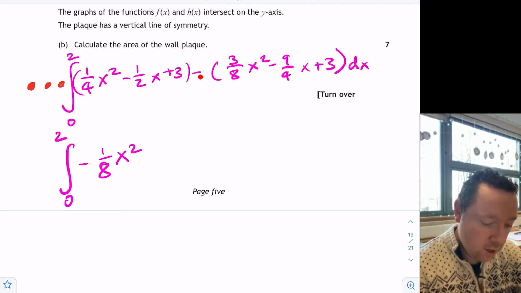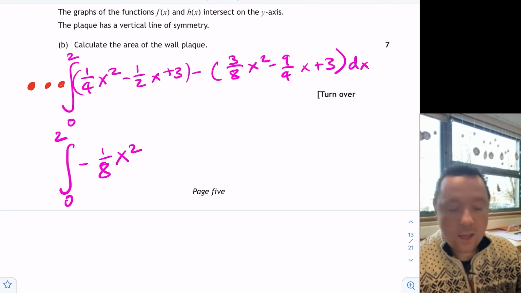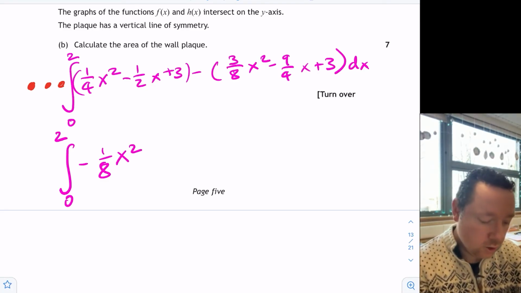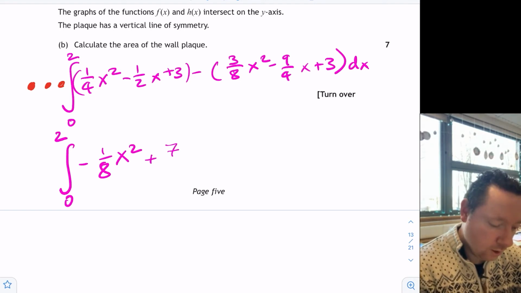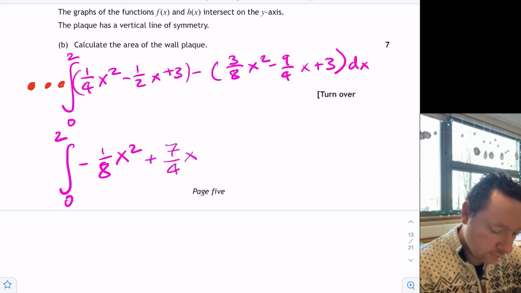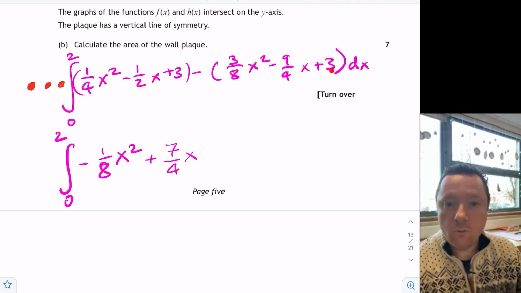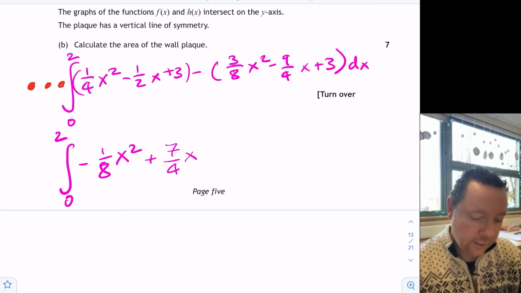Looking at the x parts, you've got minus a half, minus minus becomes plus, so plus 9/4. Well, putting a half into quarters is 2/4. So you've got minus 2/4 plus 9/4 is 7/4. So plus 7/4 x. And then we've got our number parts, but they cancel. 3 take away 3 is nothing.